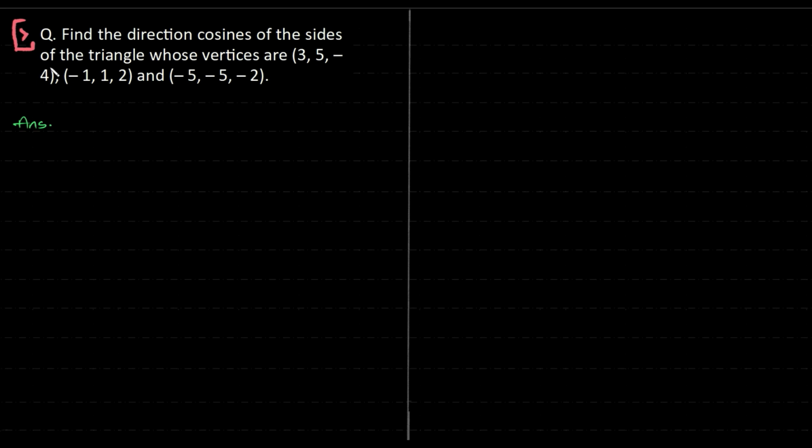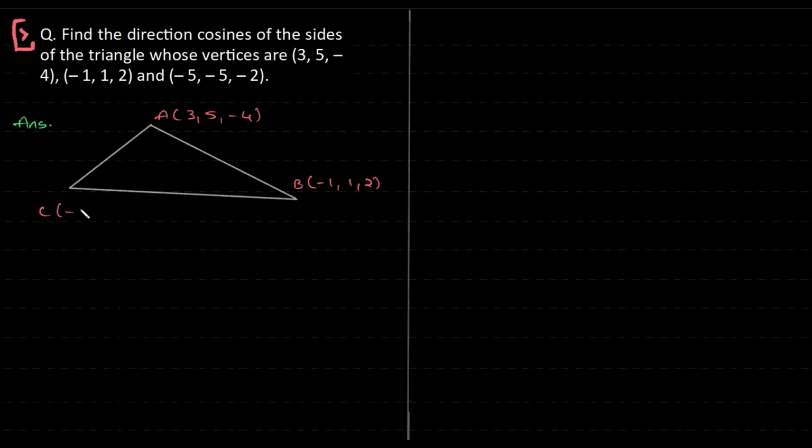Find the direction cosines of the sides of the triangle whose vertices are the following. So first thing is we'll draw a diagram. If you're able to draw a diagram, do draw a diagram. Point A is (3, 5, -4), point B is (-1, 1, 2), and point C is (-5, -5, -2).